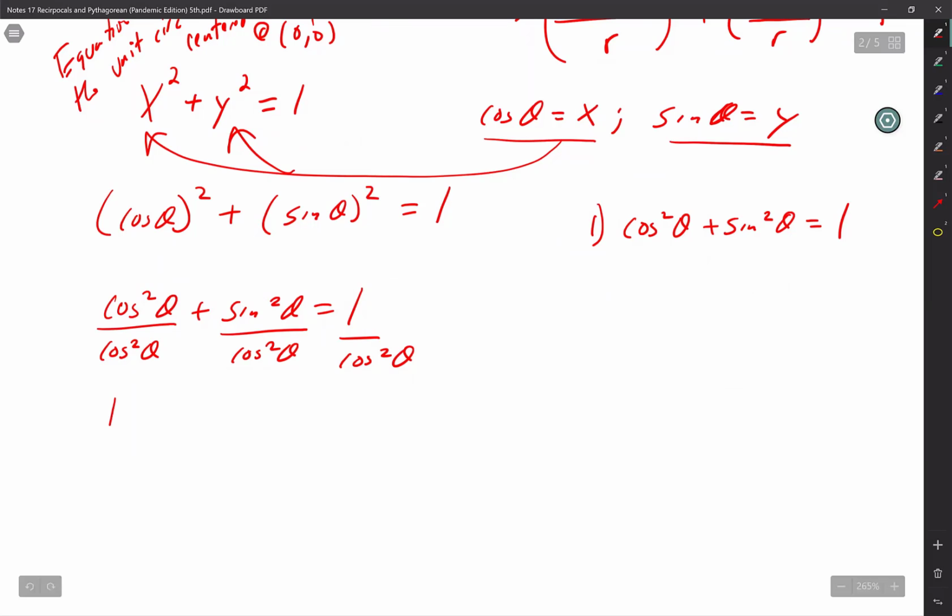Cosine squared over cosine squared, that's just a 1. Plus sine squared over sine squared over cosine squared, that's tan squared. And 1 over cosine squared, well, that's just the reciprocal we just talked about. That's secant, and because it's being squared, I have to put a square on it. So that is Pythagorean identity number 2 for trig. I'm going to write 1 plus tan squared theta equals secant squared theta. So write that down.